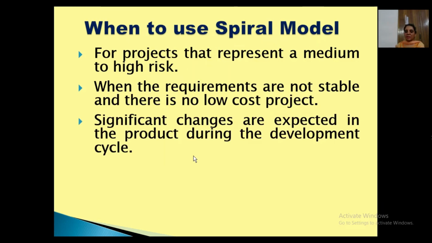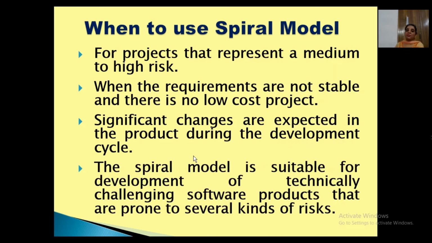even if the requirements are unstable. Significant changes are expected in the product during the development cycle. In case frequent changes might be expected in the coming time, then the spiral model is okay. The spiral model is suitable for development of technically challenging software products that are prone to several kinds of risks. In such situations where you have a software product to be developed which is challenging in terms of technical requirements, there use the spiral model.